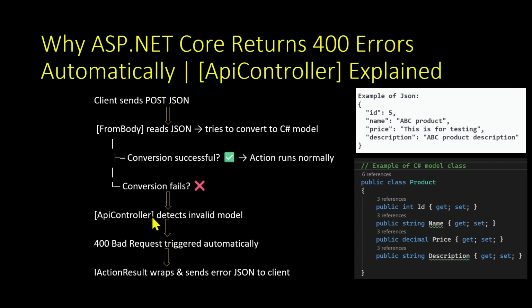Then this API controller will trigger a 400 bad request. Then with the help of IActionResult, we wrap the error code along with the detailed response body and send them to our client tool. The client tool can be Swagger, Postman, or our front-end applications, something like React.